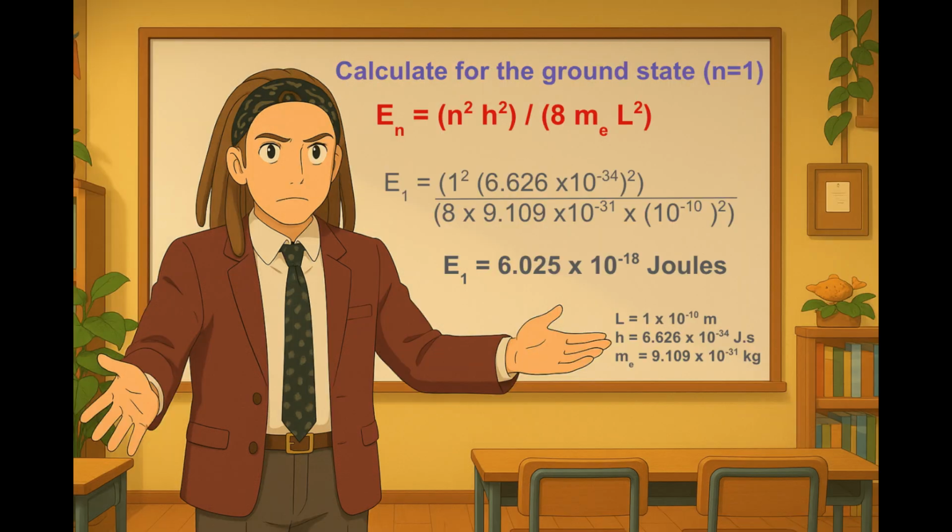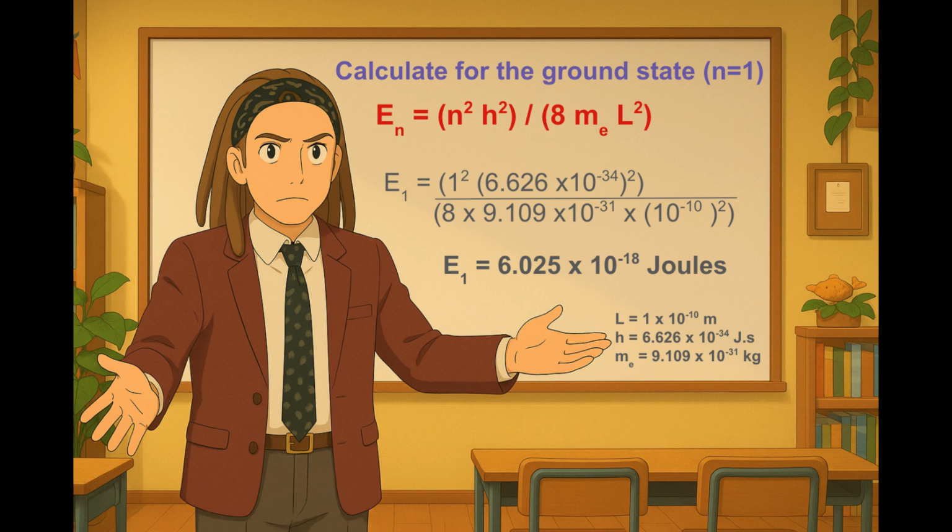Step 4. Calculation of energies. Let's plug in our known values. First, we'll calculate the ground state energy, which is when n equals 1. L equals 1 times 10 to the negative 10 meters. H equals 6.626 times 10 to the negative 34 joule seconds. Me, 9.109 times 10 to the negative 31 kilograms. Substituting these into our formula for n equals 1.